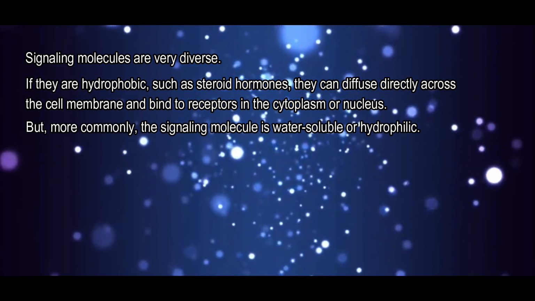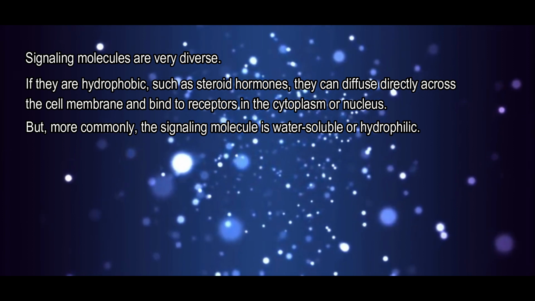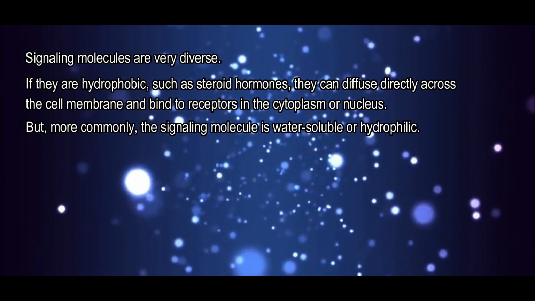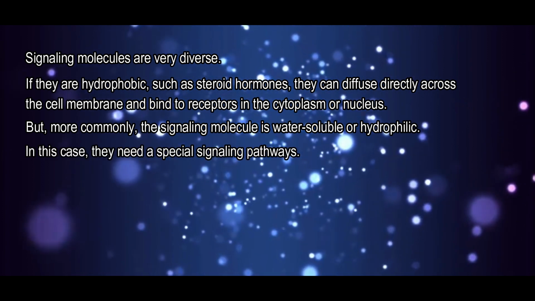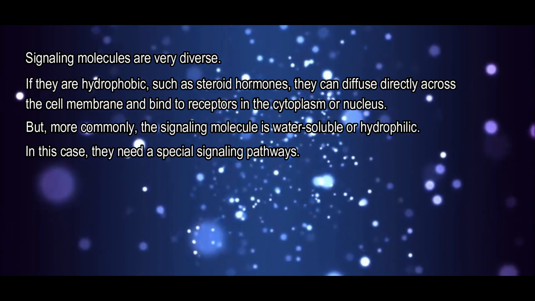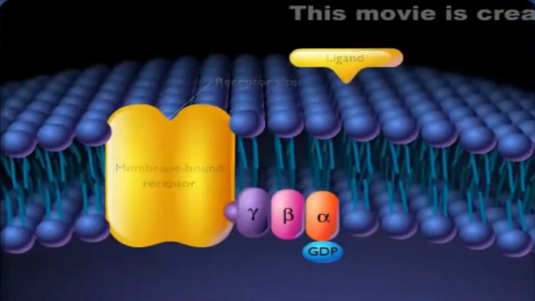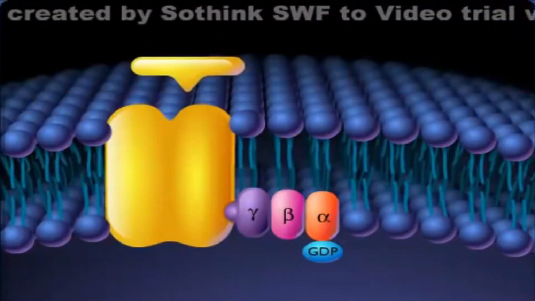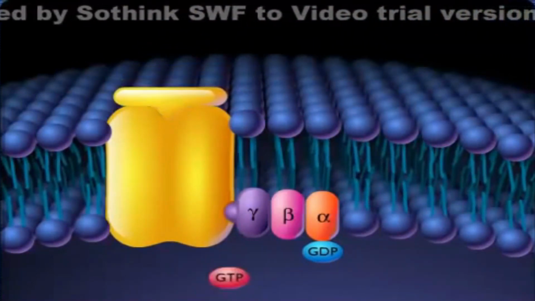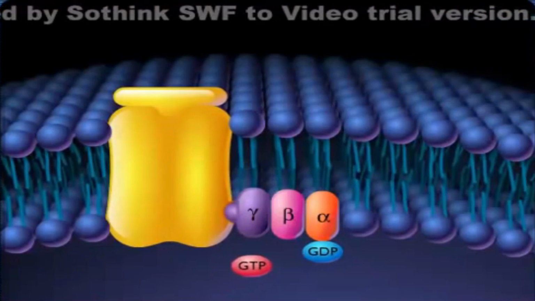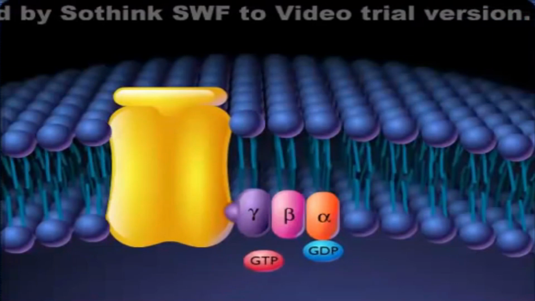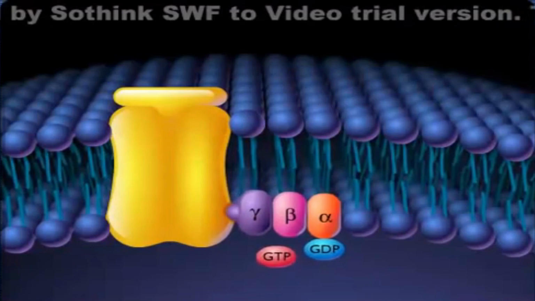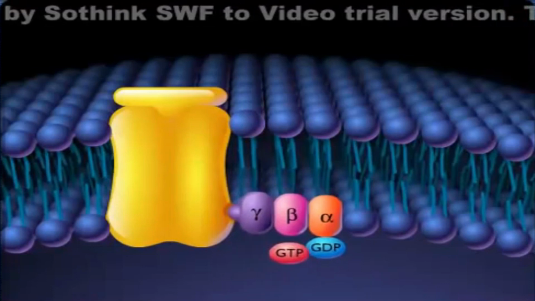But more commonly, the signaling molecule is water-soluble or hydrophilic. In this case, they need special signaling pathways. First, the signal arrives at a protein receptor in the cell surface membrane. Second, the signal brings about a change in the shape of the receptor. Third, the message is passed to the inside of the cell.